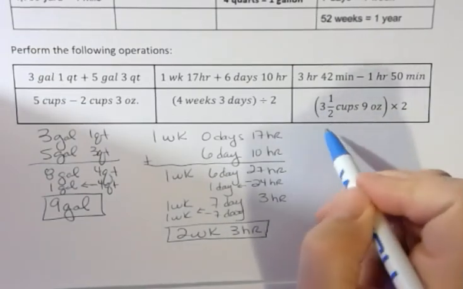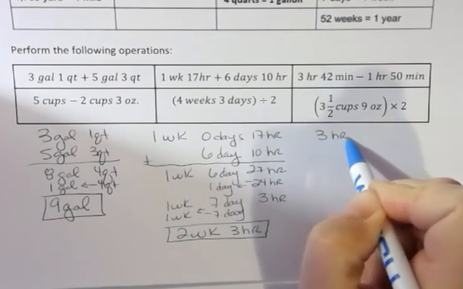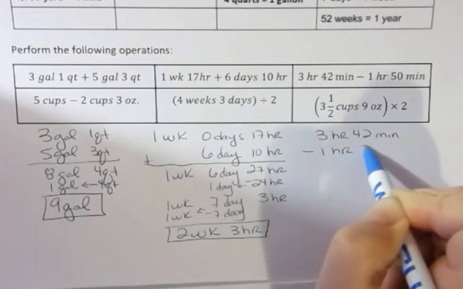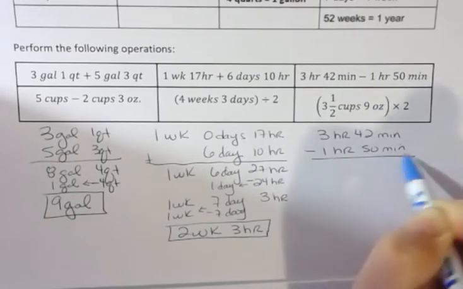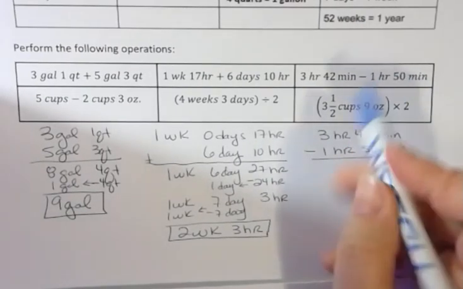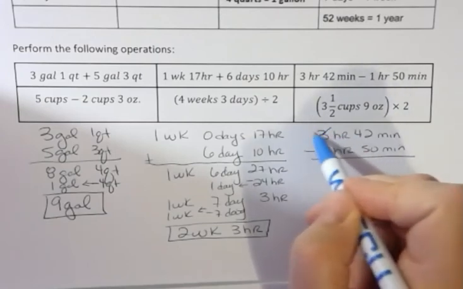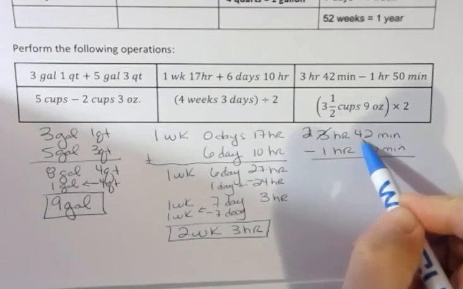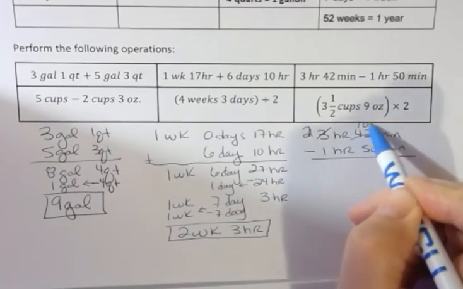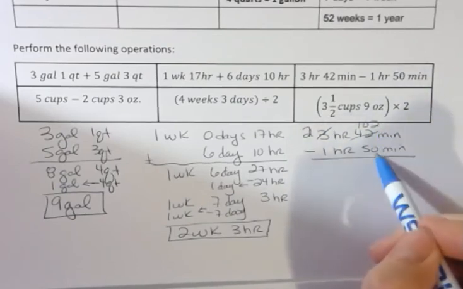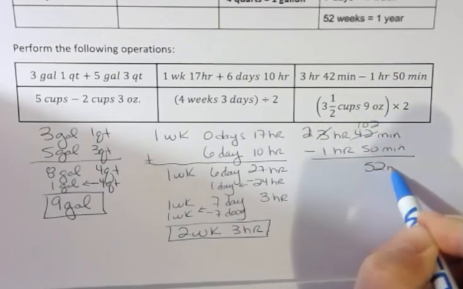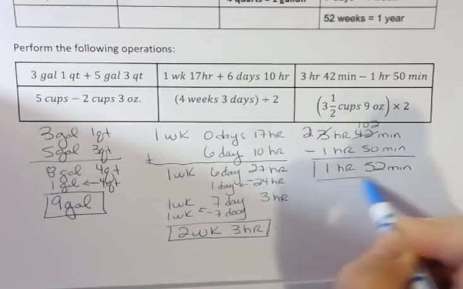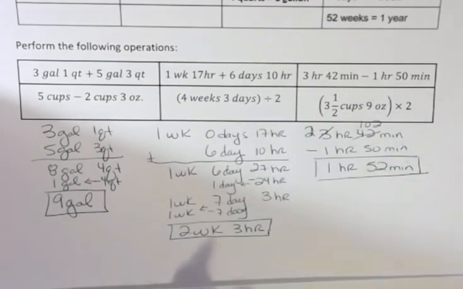So we need to know the correct conversions to simplify at the end. Now on the next one, I'm subtracting. I have 3 hours, 42 minutes, and I'm subtracting 1 hour and 50 minutes. I can't take 50 away from 42, so I have to borrow. I'm going to borrow an hour, but how many minutes is that? Well, if I borrow 1 hour, that's 60 minutes. So I'm going to add 60 onto the 42 that I already had and get 102. Now I'm ready to subtract. 102 minus 50 is 52 minutes, and 2 minus 1 is 1 hour. So I needed to know the conversions to borrow correctly in that case.